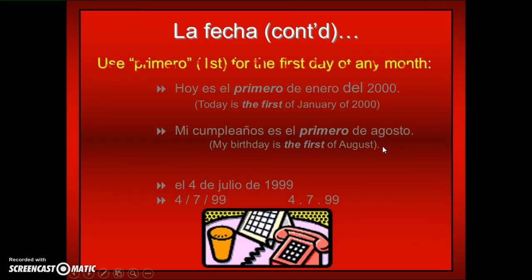Moving on. Okay, now when you want to say the first of any month, you wouldn't use uno. Okay, I know that typically we're used to, we discovered numbers yesterday and we know uno means one. Well, look here, if you want to say the 1st of January, you would not say uno de enero, you would say primero. This is the only number that changes. So, hoy es el primero de enero del 2000. So today is the 1st of January of 2000.